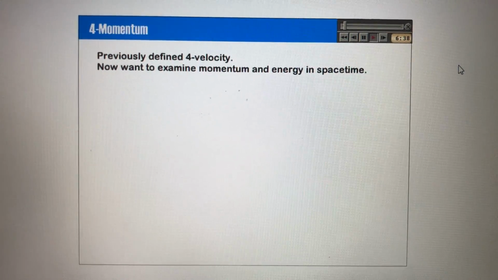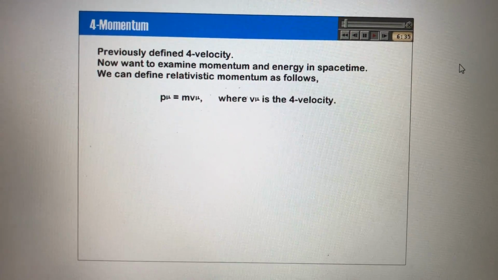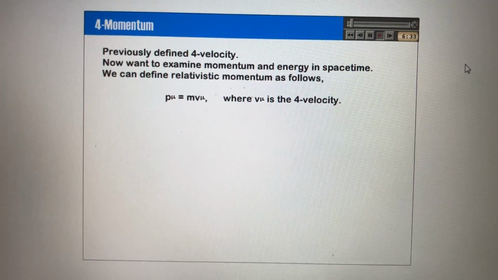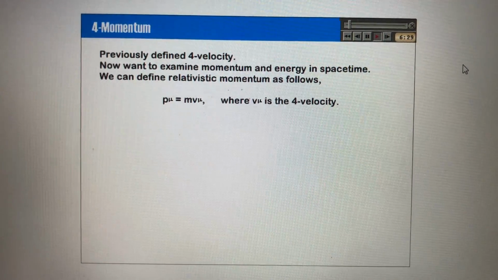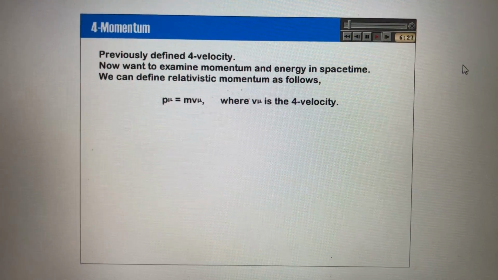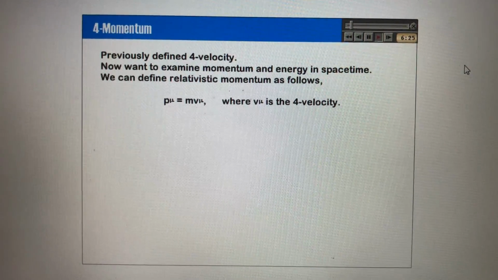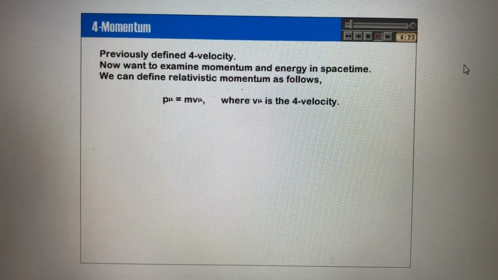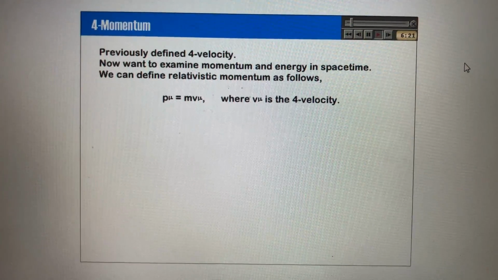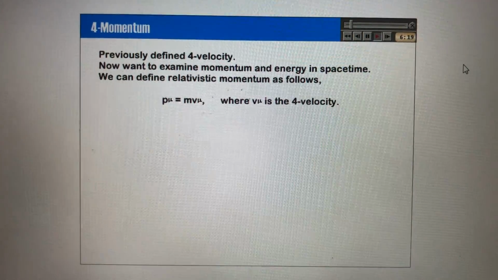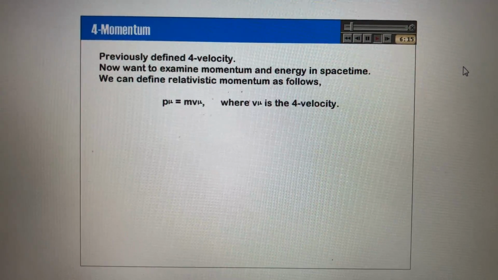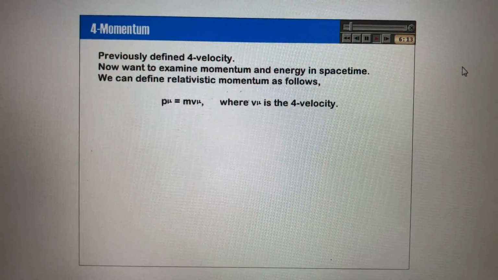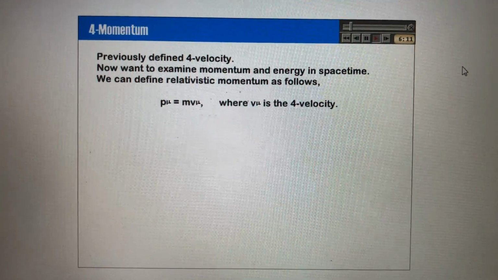So we're going to start with 4-momentum, and we can define the relativistic momentum just analogously to how we do 3-momentum, or momentum as you're familiar with, just mass times velocity. Here we just define the 4-momentum as mass times the 4-velocity. So p^μ is equal to m v^μ, where v^μ, remember, is the 4-velocity. That's just a natural way to define it, and we'll see this will be very useful in what we do, and it will lead us to the definition of energy as well.